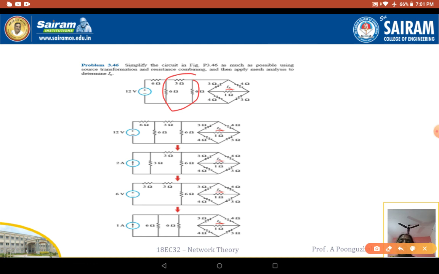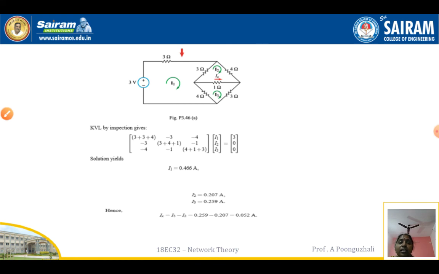In this case, convert this to your current source. If I convert it, 12 by 6 is 2 amps. So 6 and 3 are going to be in parallel, that is nothing but 3 ohms. Now convert this to your voltage source, you will get like this. Once you get like this, again convert it to your current source. These two resistors will be parallel. Next convert it to your voltage source, we will get this circuit there.